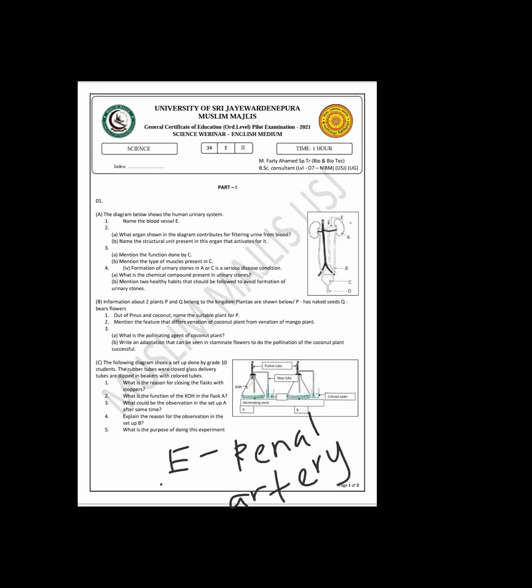E, A, B, C, D. What organ shown in the diagram contributes to filtering urine from blood? Kidney. Yeah, kidney is correct.